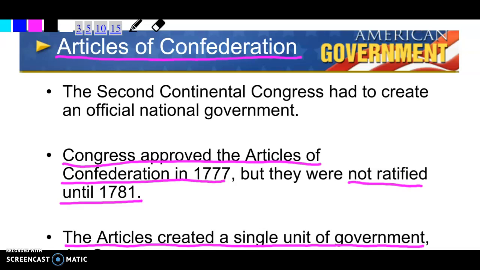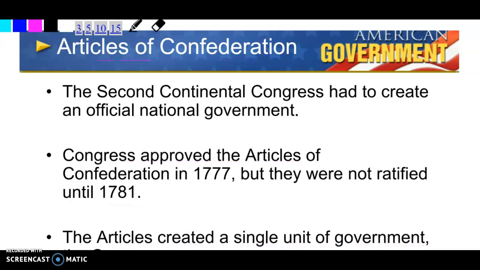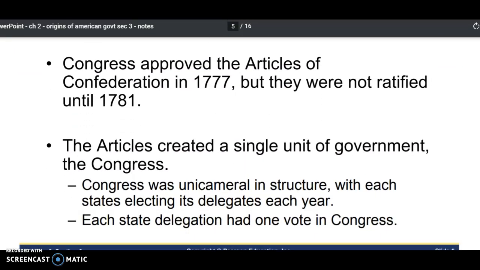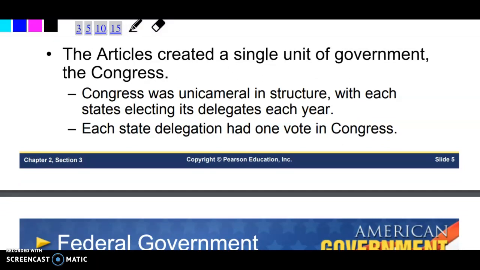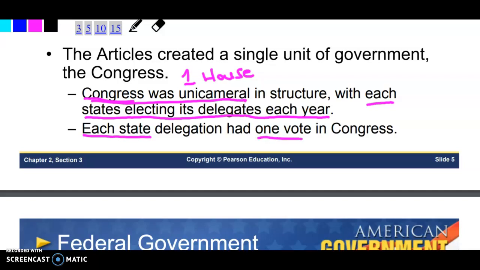So even though we declared independence already and we're in the midst of the Revolutionary War, we still have not won the Revolutionary War yet. That's the time frame that we're in right now. So during this time, Congress was unicameral, which meant that it only had one house. Now we're bicameral. We have the House of Representatives and the Senate, but at this time there was only one house. That was the way it was structured, and each state elected delegates every year. So there was an election every year to elect people to Congress. And then each state had one vote.